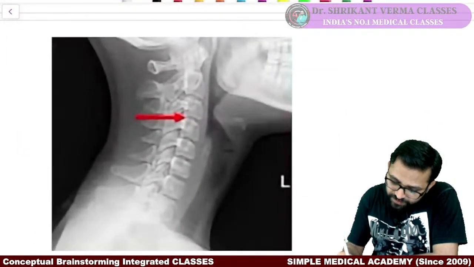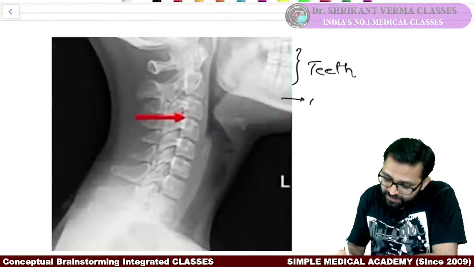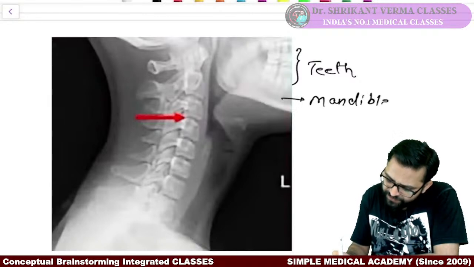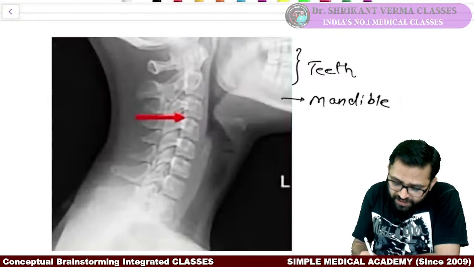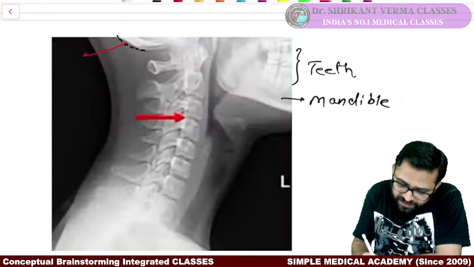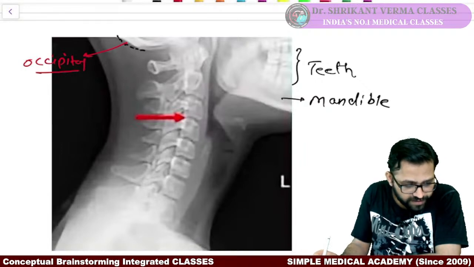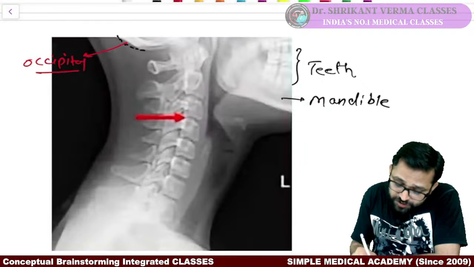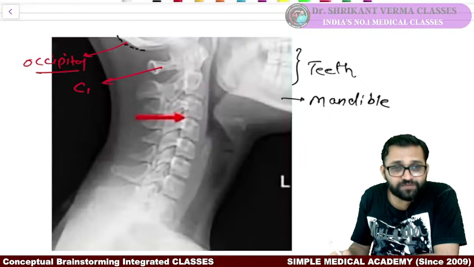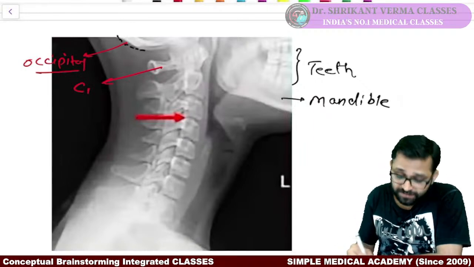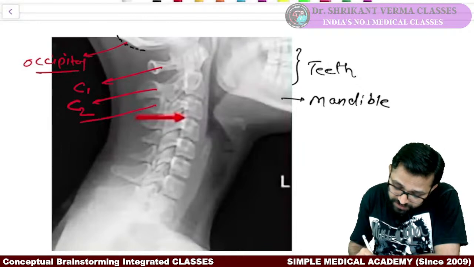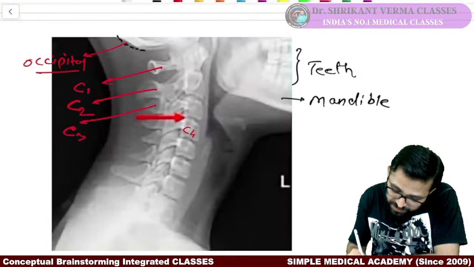Can you see, this is our design of the teeth. This is the mandible. We can identify this one. So this is the neck part. This is definitely the occipital bone. Correct? Fine. If this is the occipital bone, just count simply. C1 cervical vertebra, this is the atlas, and then C2, then this is C3. So this will be C4, C5, C6, C7.